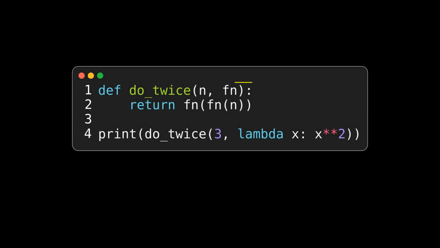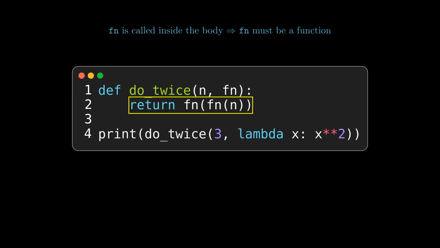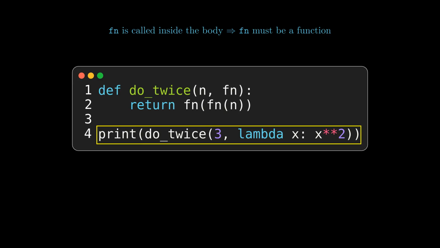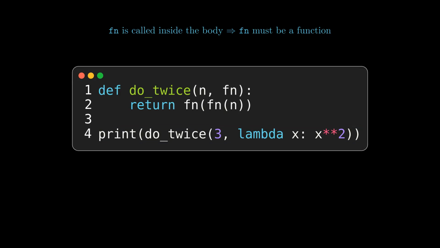We define do twice with two parameters, n and fn. Its body returns fn of n, so the second input, fn, is called as a function inside the body. That tells us immediately fn must be a function when we call do twice. Below, we call do twice with two arguments, the number 3 and an anonymous lambda that takes x and returns x squared. So n maps to 3 and fn maps to that lambda. The print statement will display whatever the whole call returns.